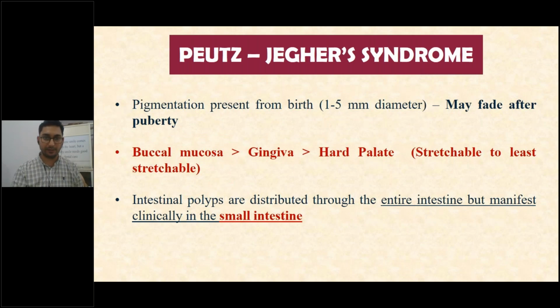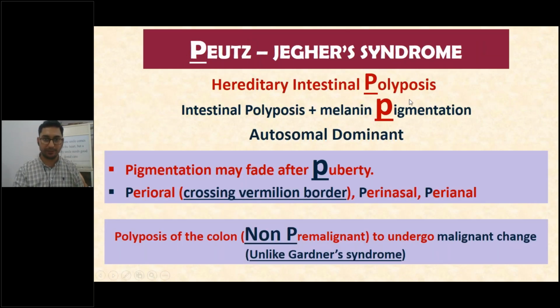So I'll just move back the slide and review it. Polyposis, pigmentation, puberty, perioral, perinasal, perianal. It can affect other parts of the body also, though it can affect fingers, it can affect toes, but these are the most common sites.